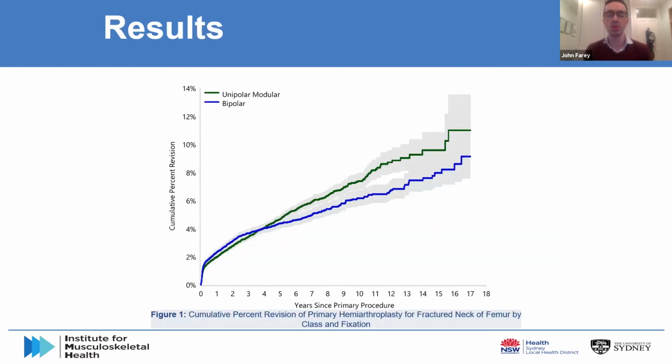And so this is what the cumulative percent revision looks like when you track it over time. And just bear in mind that the length of most randomized trials is about 12 to 24 months, which is about 10% of this entire time frame that we're looking at. And it does look like over time, there is a higher risk of revision with a unipolar hemiarthroplasty. Next, thanks.